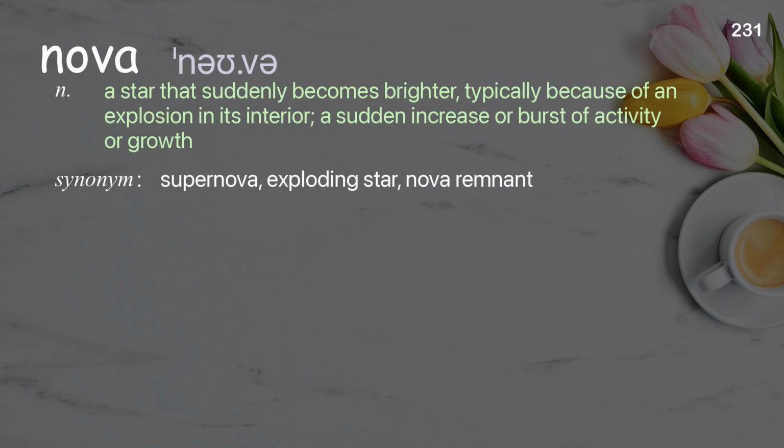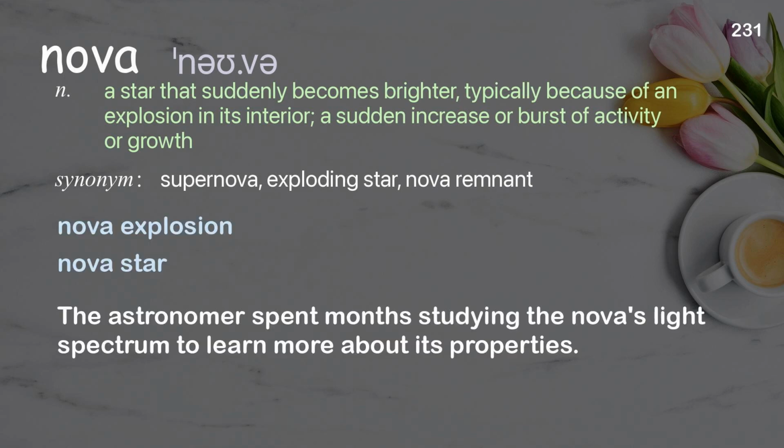Nova. A star that suddenly becomes brighter, typically because of an explosion in its interior, a sudden increase or burst of activity or growth. Examples: Nova explosion. Nova star. The astronomer spent months studying the nova's light spectrum to learn more about its properties.